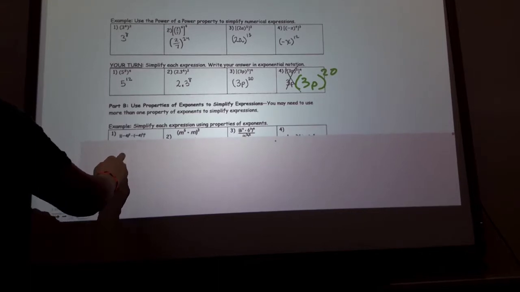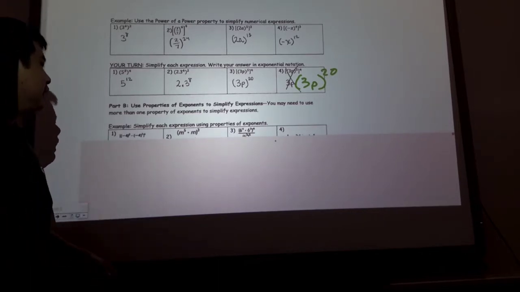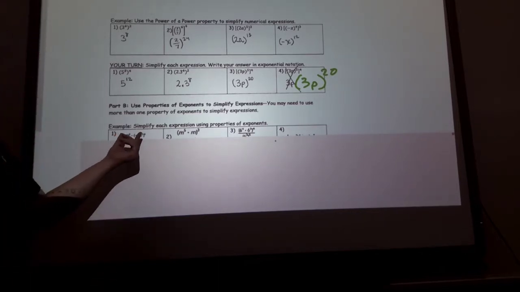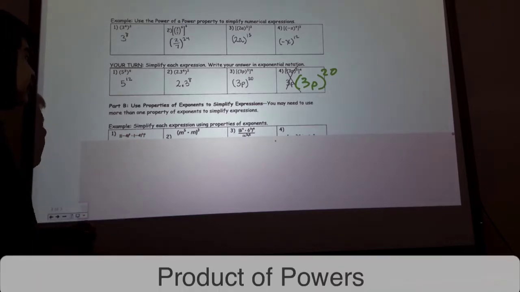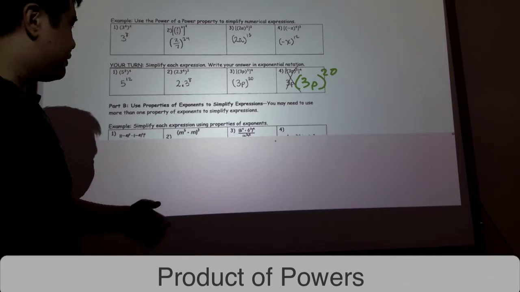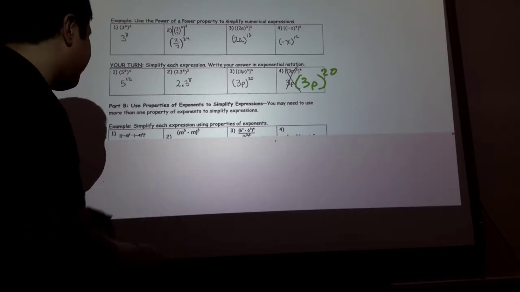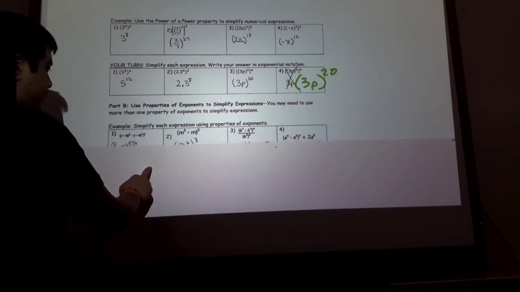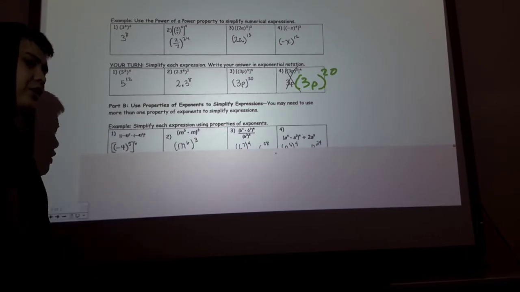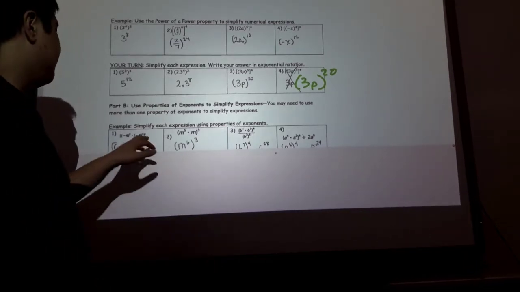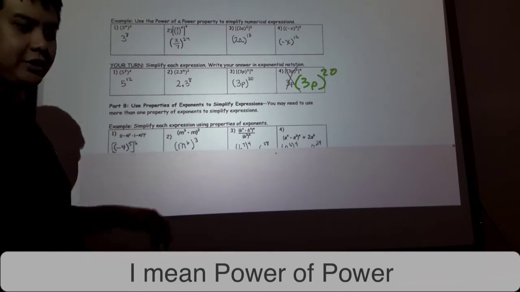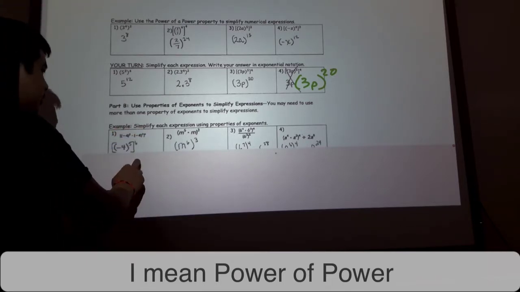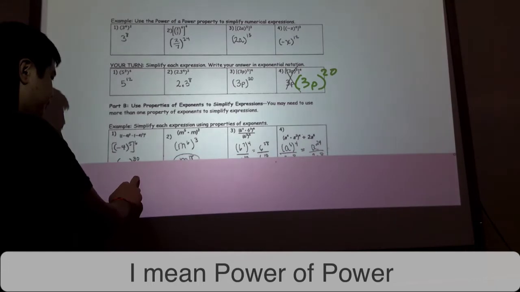Simplify the following expressions. Here we're going to use our product property to combine these two. That is negative 4 to the 2nd times negative 4 to the 3rd, which gets us negative 4 to the 5th. Now we're going to use our power of a product property to simplify this part right here, which becomes 5 times 6, which is negative 4 to the 30th power.